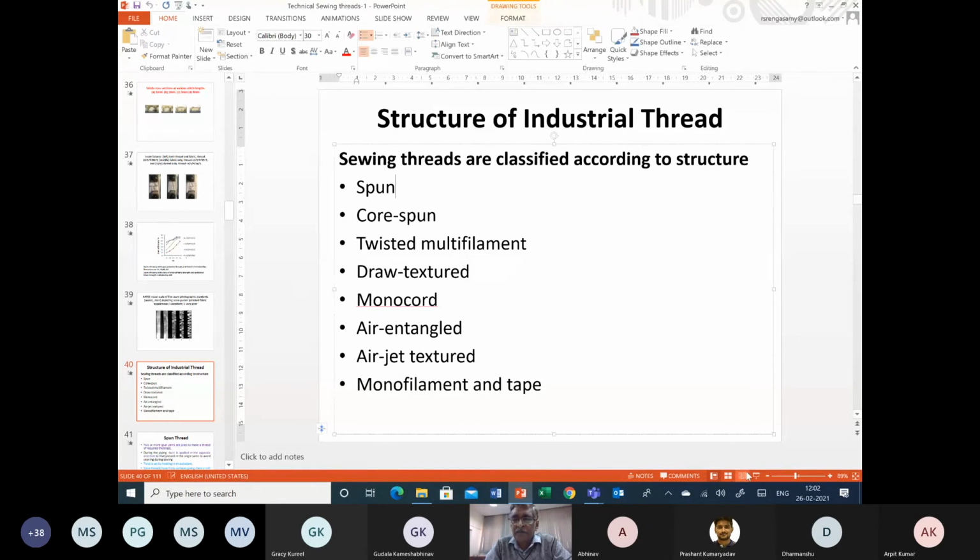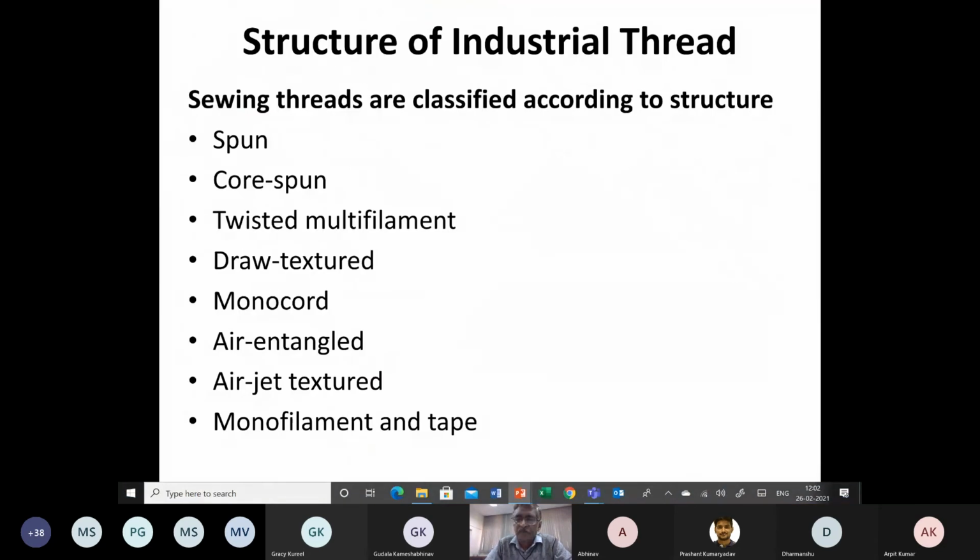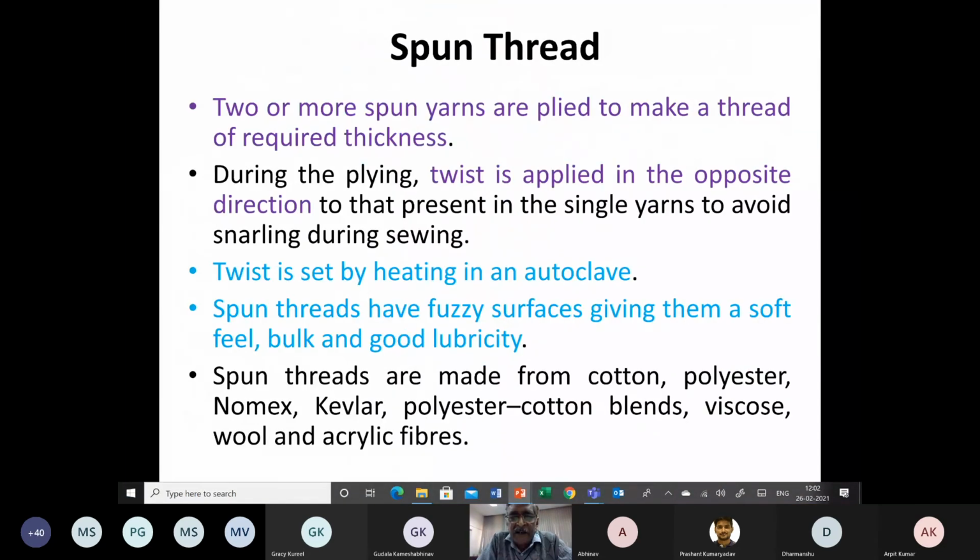So coming to the spun thread, all of you must have studied how to make a spun yarn. Basically, the starting material is the staple fibers, and right from the blow room, you go through carding, drafting, roving, the process of making the roving, and finally ring spinning. And finally, you get the single yarn. So the fiber is converted into staple fiber yarn, that is called single yarn.